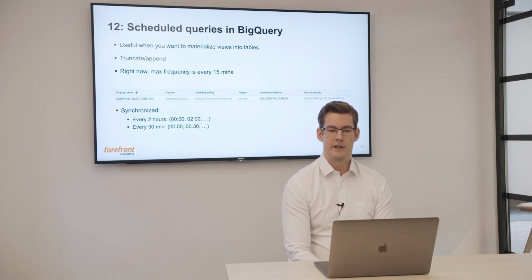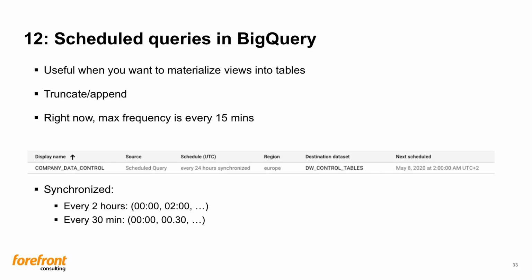Yes, a powerful feature in Bigquery is scheduled queries. They are useful when you have complex joins in your views and need to materialize your data into tables. In this example, we have a table that is updated once every 24 hours. As Bigquery isn't a traditional relational database, the best uses for these queries are to truncate or append to tables.